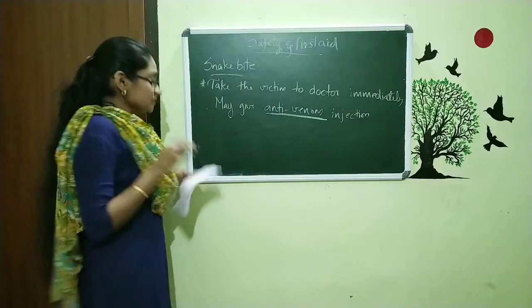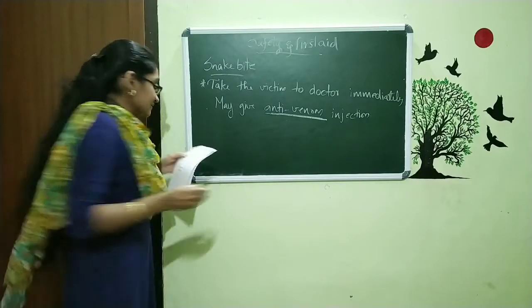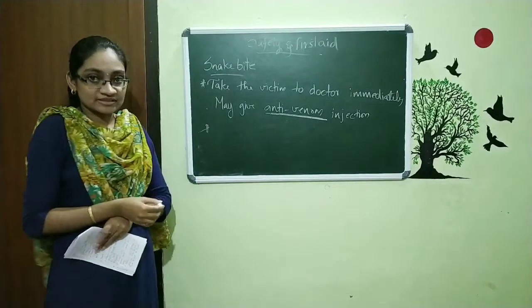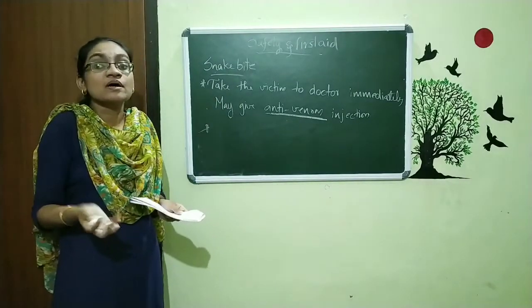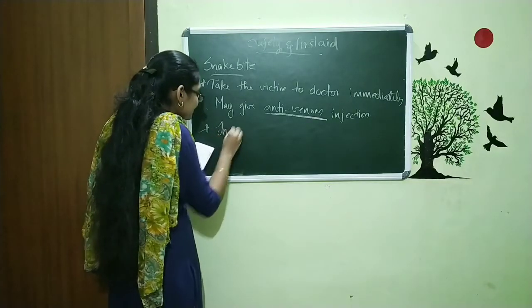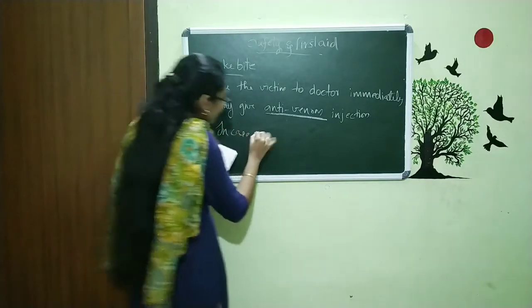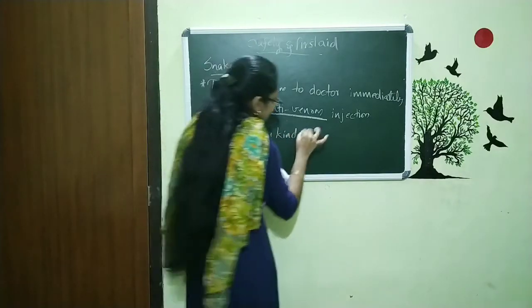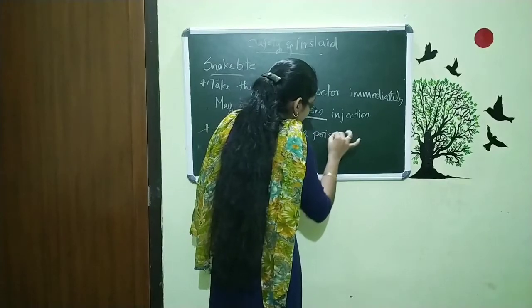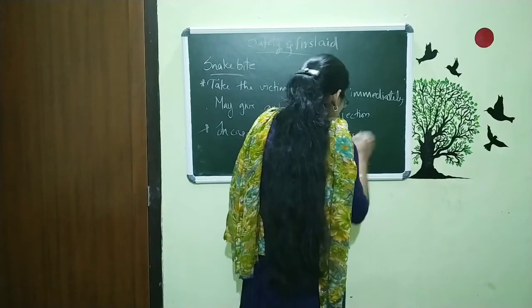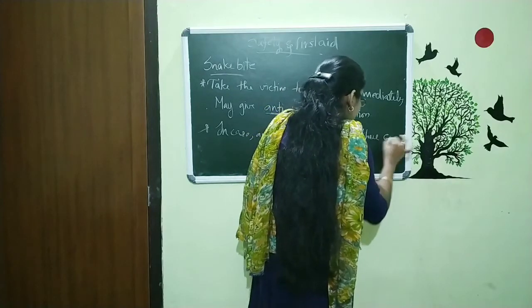And after that, in your textbook you can see one point like this. This is not actually about the snake bite, but generally for the poison effect. For that, one point is there. In case any kind of poison enters the body.